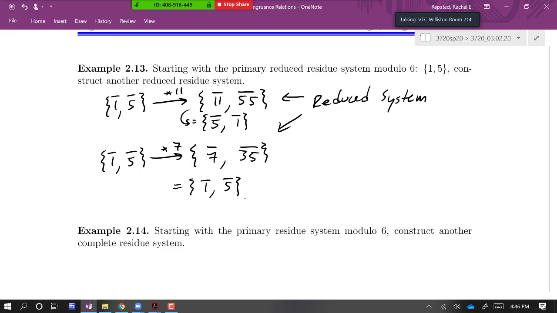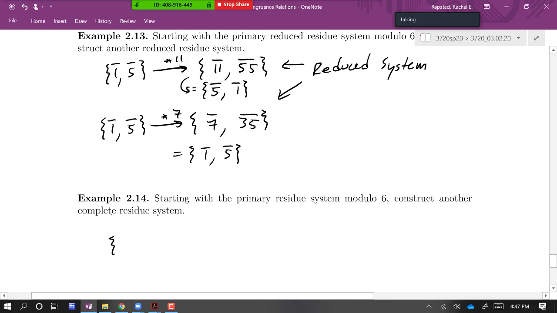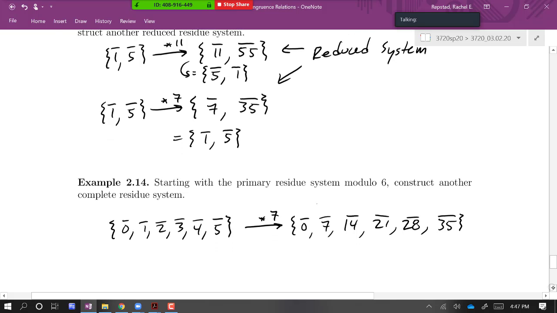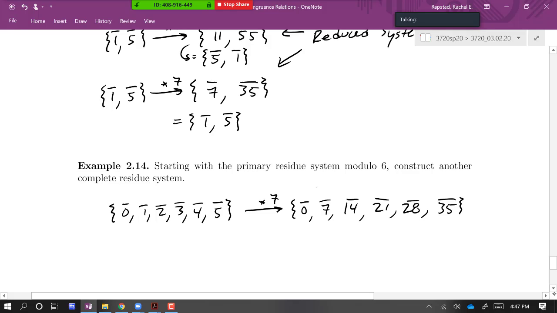It's also true for any complete residue system. So if I take the complete residue system mod 6, and let's say I multiply by 7, I'm picking something relatively prime to 6, we get 0, 7, 14, 21, 28, 35. And I think here the order is preserved, right? 7 is congruent to 1, 14 is congruent to 2 mod 6, because 2 more than 12, 21 is 3 more than 18, 28 is 4 more than 24, 35 is 5 more than 30.